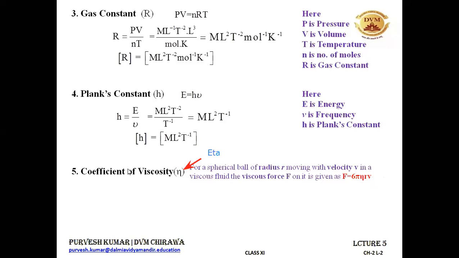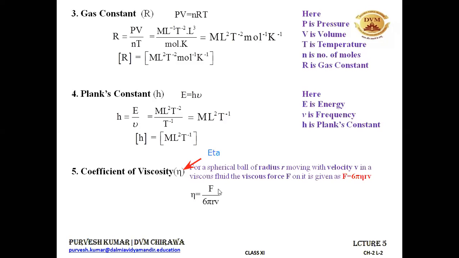All right. So from this formula, we can write eta is equal to F upon 6 pi RV, where R is your radius, V is your velocity, F is your force. Viscous force is a kind of force only. In order to find the dimensions of coefficient of viscosity eta, you have to write the dimensions for all the quantities towards the right hand side.